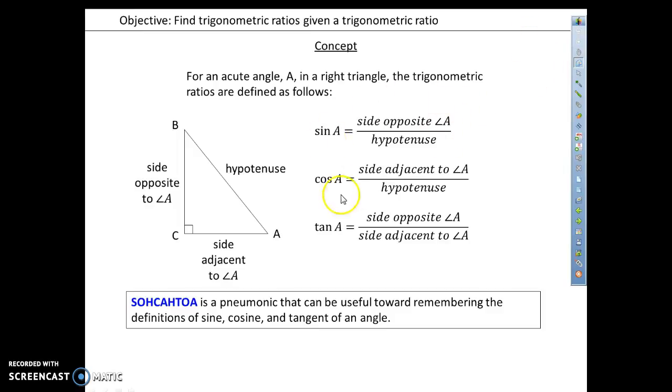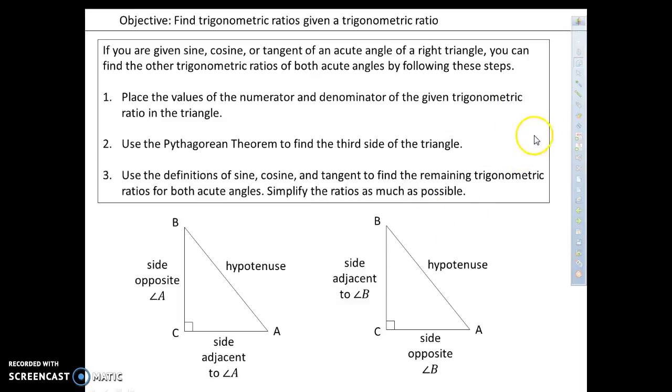Again, remember that we have our trig ratios here for the given angle. Sine of A is opposite angle A over the hypotenuse. Cosine of A is the side adjacent to A over the hypotenuse, and tangent of A is the side opposite angle A over the side adjacent to angle A. So today we're going to be given a sine, cosine, or tangent of an acute angle of a right triangle, and we're going to find the other trig ratios based on these steps.